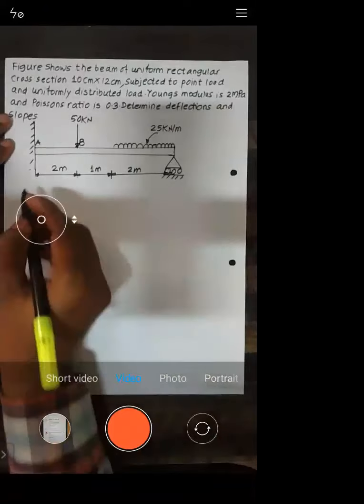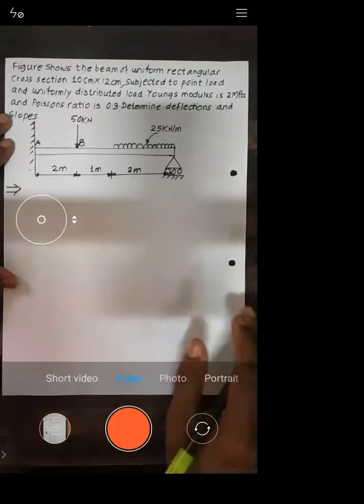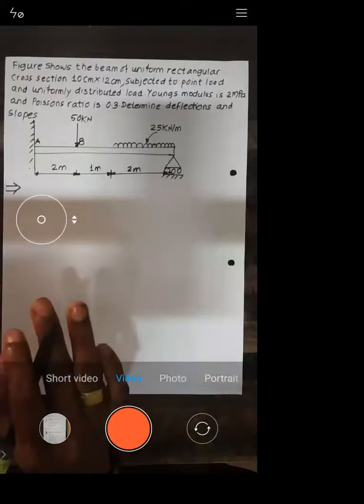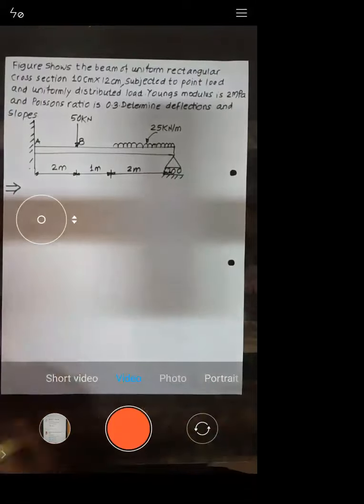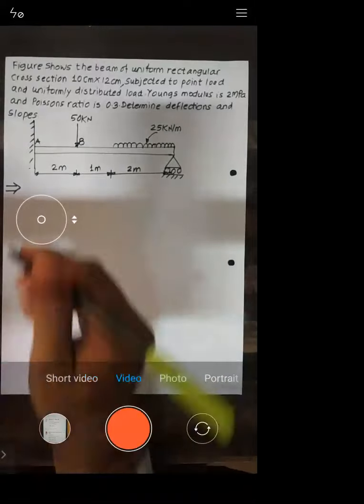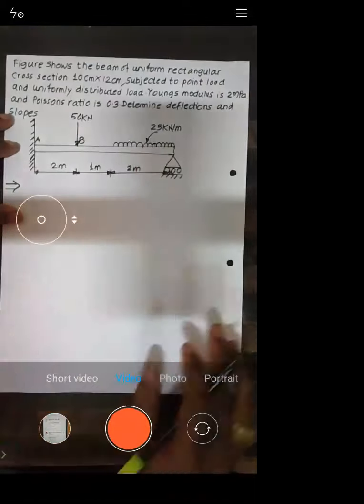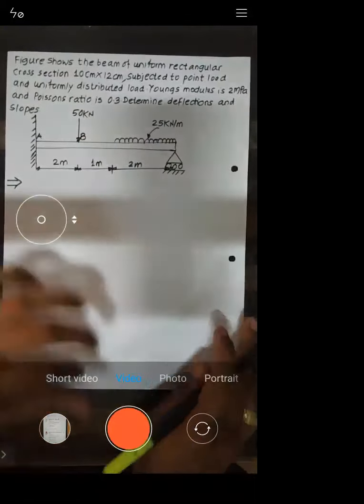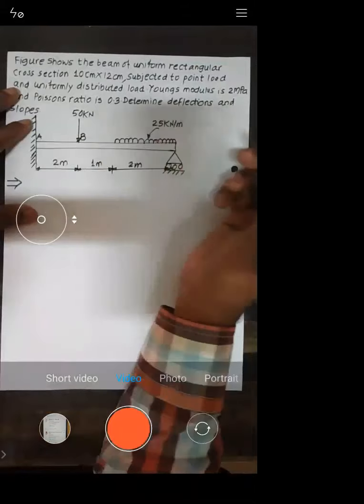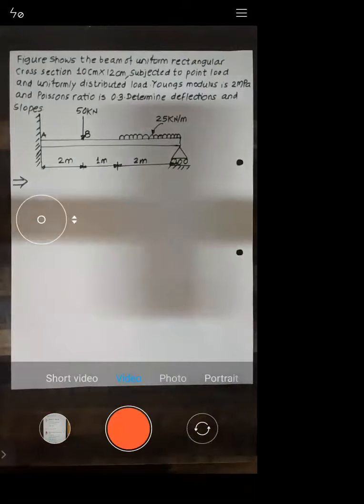Now see, this is the last problem which we are taking on the beam. Initially, the problem which we took was only with the point load. The next problem was on the uniformly distributed load. Now we have taken the combined problem, which contains point load as well as uniformly distributed load. Let me know how to start.